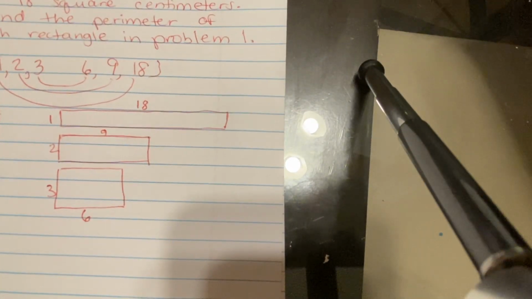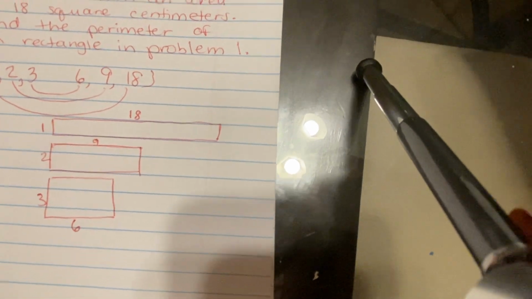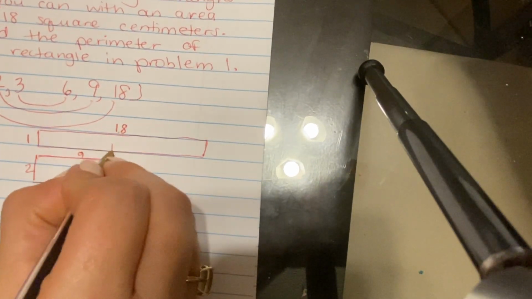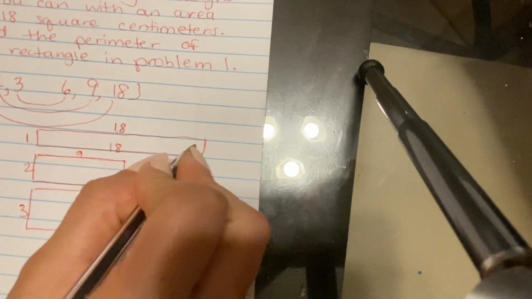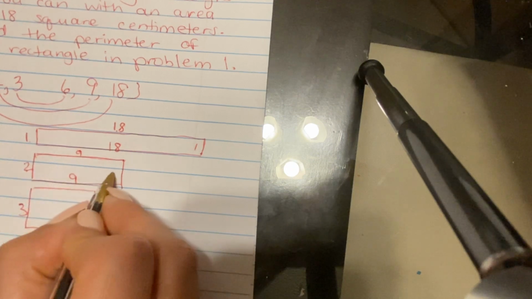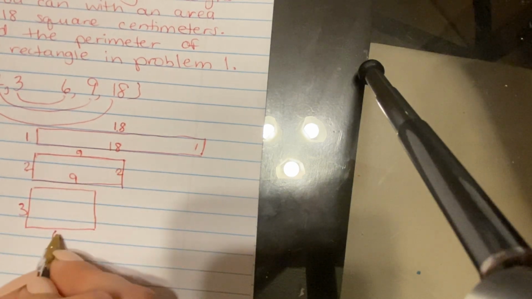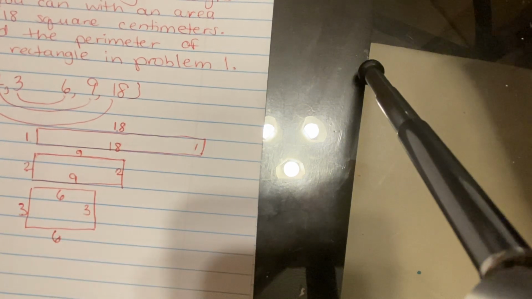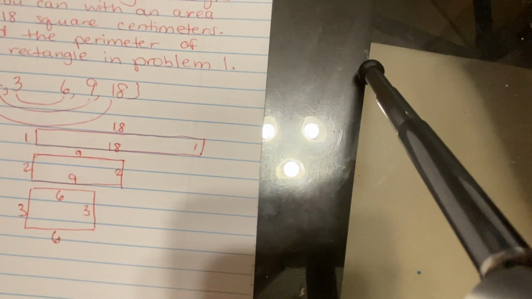So I have my three rectangles, but now they want me to find the perimeter of all of them. So again, we've got to go around all the sides. So this is 18, this is 18. If this is 1, this is 1. If this is 9, this is 9. If this is 2, this is 2. If this is 6, this is 6. If this is 3, this is 3. And then we just add up all the sides.